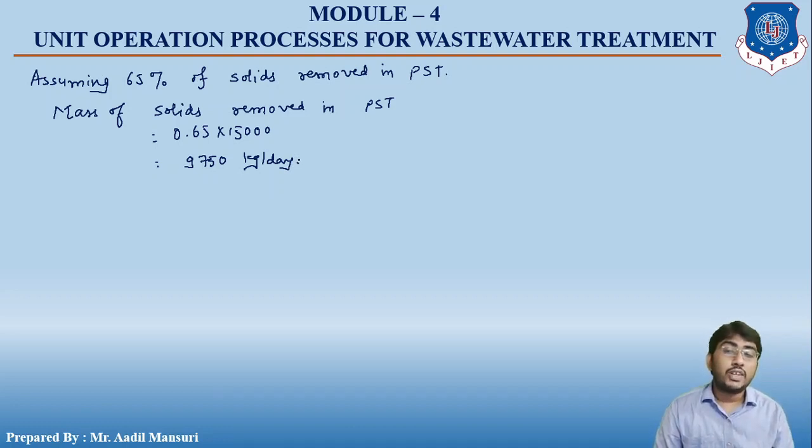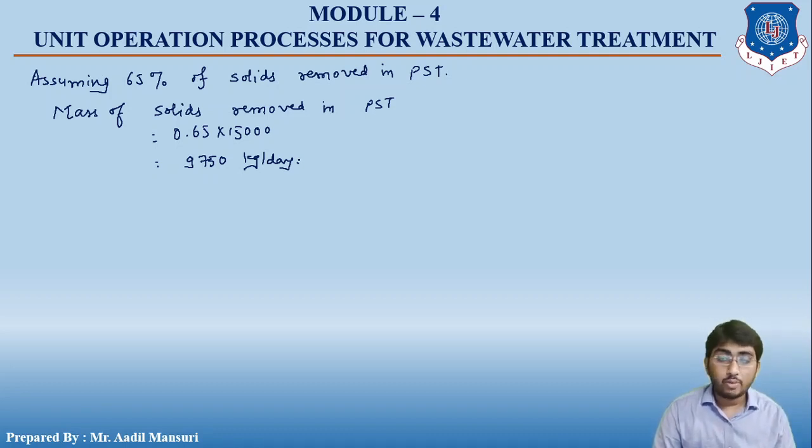So total suspended solid is 15,000 kg, out of which 65% is removed in the primary sedimentation tank, right? So how much will go into the sludge digester? The remaining 35%, right? So the mass of solids removed in PST is 9,750 kg.